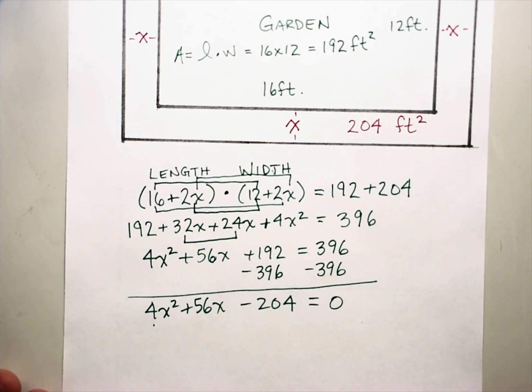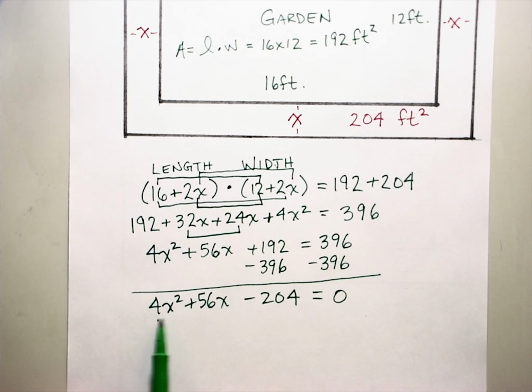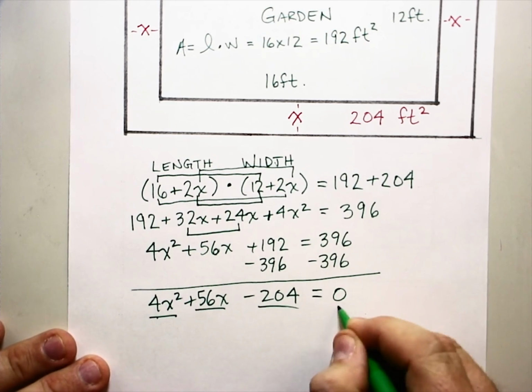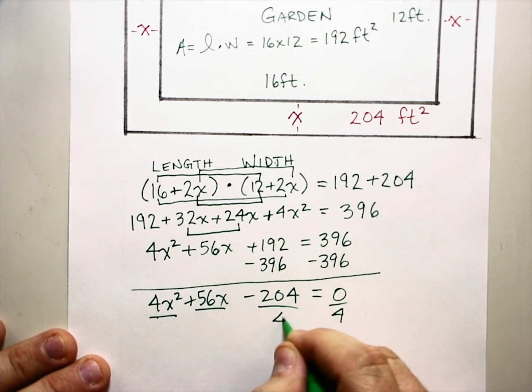At this point, we could choose to proceed with the quadratic formula, where a would equal 4, b would equal 56, and c would equal negative 204. However, I noticed that each of those three terms, 4x squared, 56x, and minus 204, are all divisible by 4, which means I can actually simplify this problem a little bit, which will make it much more manageable when I use the quadratic formula. So I'm going to divide everything in the equation by 4, like so.